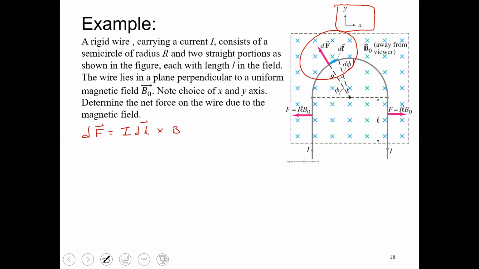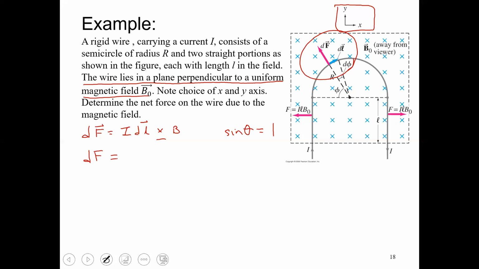Well, first of all, we need to recognize that we can take this cross product and turn it into a simple multiplication. The reason we can do that is this sentence right here: the wire lies in a plane perpendicular to the field. That is telling us that the sine of the angle equals 1, right? That they are perpendicular to each other. So the cross product turns into simple multiplication. All right, so we have an equation that looks more like this.